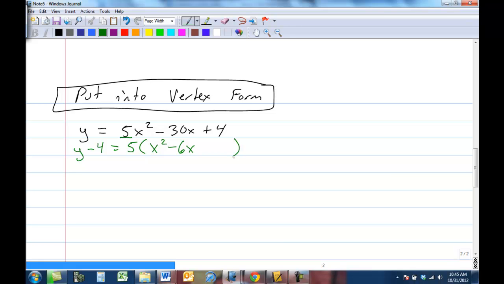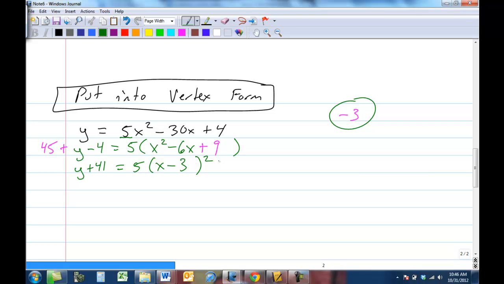All right, half of b, I'm going to go pink. Half of b is negative 3. All right, square that. We're going to add 9 to this, but I'm going to add 45 to this side, remember, because of the 5. So now we're at y plus 41 equals 5, and factor this mess. x minus half of b, or plus half of b, so in this case, x minus 3 quantity squared.